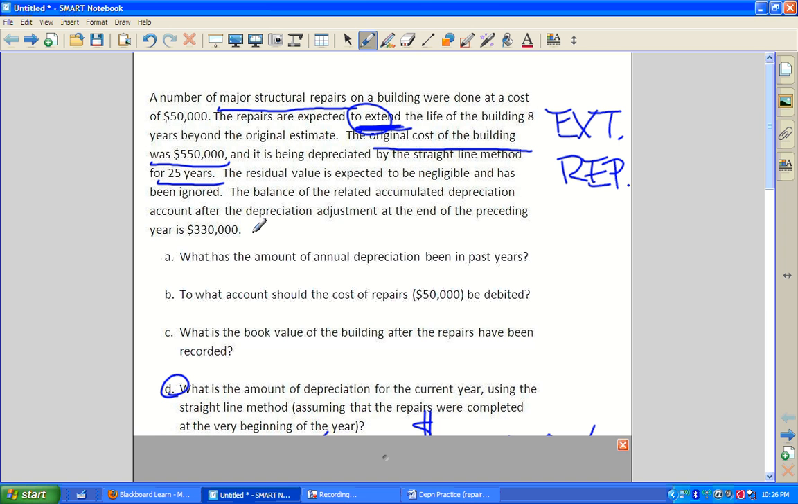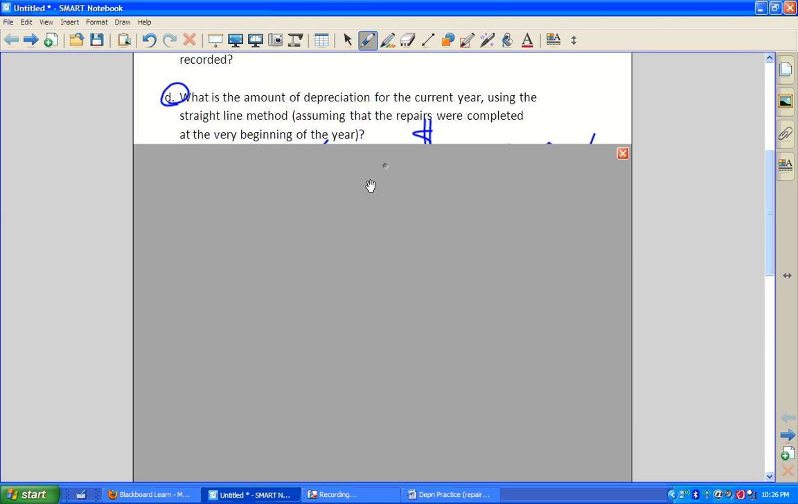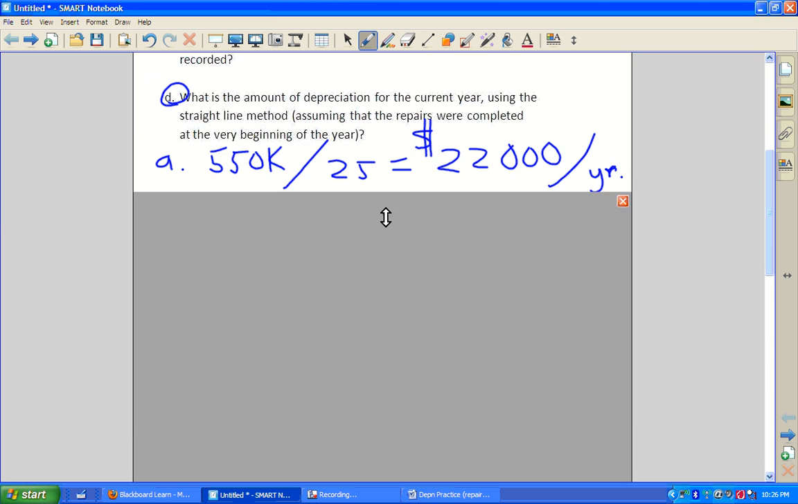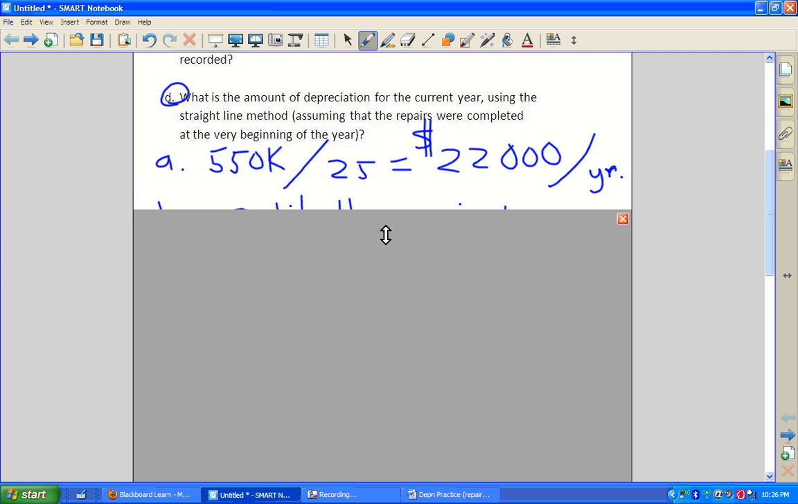First of all, leading up to this is, what's the depreciation in all the past years? Well, it's pretty straightforward actually. We've got 550, no residual value, it's negligible, for 25 years, so I think that's pretty straightforward. So let's just take a look at that. Okay, I think it looks like this. 550 divided by 25 years gives me 22,000 per year. So A is pretty easy.